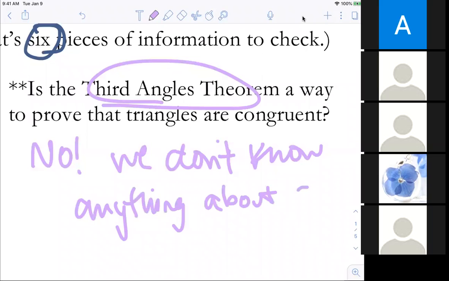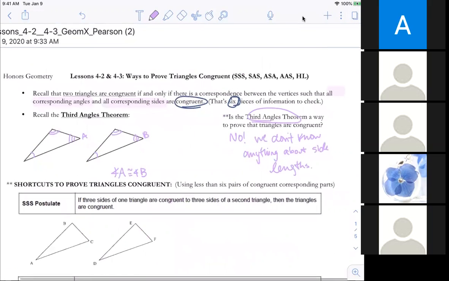And we need to know something about the side lengths. I told you I'd sound like a broken record. I feel like I said it like 3 or 4 times on Friday about side lengths, and I'm going to say it several times today. But third angle theorem does not prove triangles are congruent. All right, any questions so far?